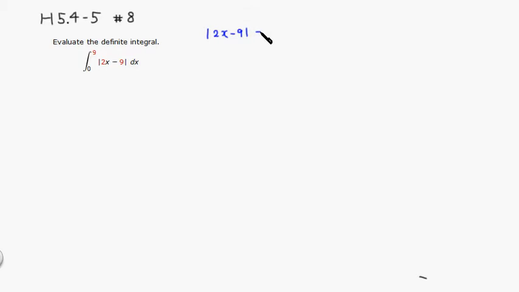So this is actually a piecewise defined function. Let's look at when 2x minus 9 is greater than or equal to 0. If that's the case, the function is exactly the same as 2x minus 9, since it's already non-negative, the absolute value sign doesn't really do anything. By rewriting this inequality, add 9 to both sides, and 2x is greater than or equal to 9. Then divide through by 2. So you get x is greater than or equal to 9 halves.